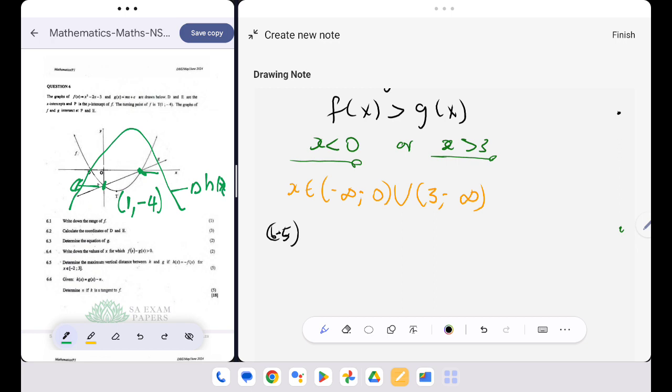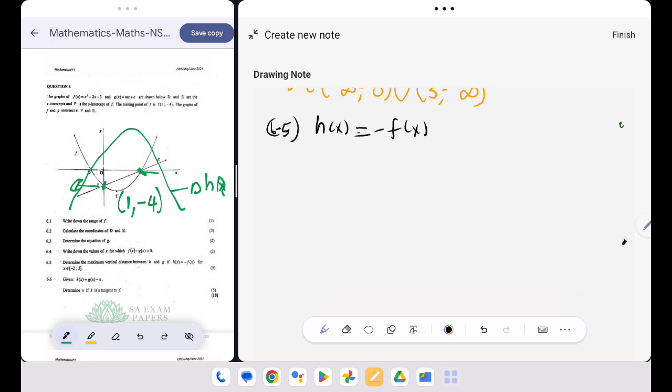So I need to find the vertical distance between this new graph, the reflected graph, and the linear function. I want the maximum distance. So what must I do? Firstly, I need to find the equation of h of x. I'm told that it's equal to negative f of x. So that means my equation will be negative x squared minus 2x minus 3, which is negative x squared plus 2x plus 3. So this will give me the equation of h.